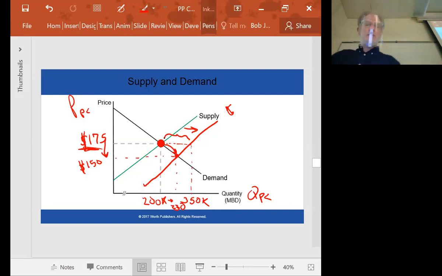And notice what happens. Or what did we do? We drew the graph, looked at the change that occurred, figured out which curve would shift, which direction it would shift. We drew it in, determined do we have an excess supply or excess demand at the original price, figured out which way the price would go, and then we identified the new equilibrium. Okay? That's the way you work through problems like this. Now, why did the price go down?